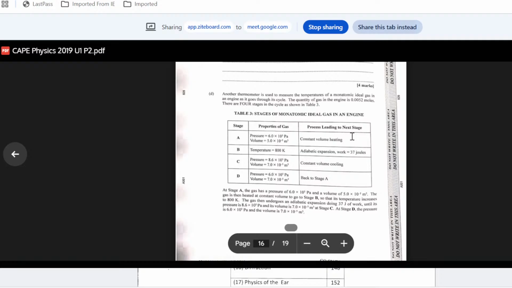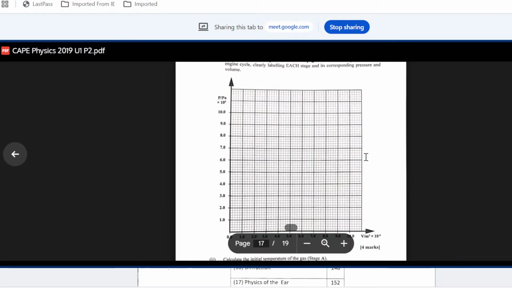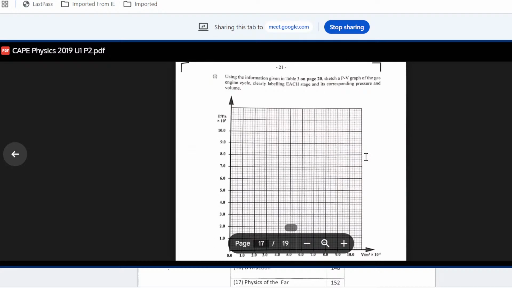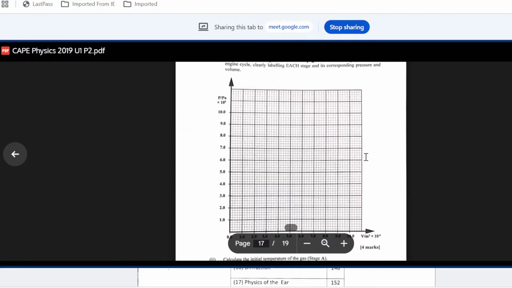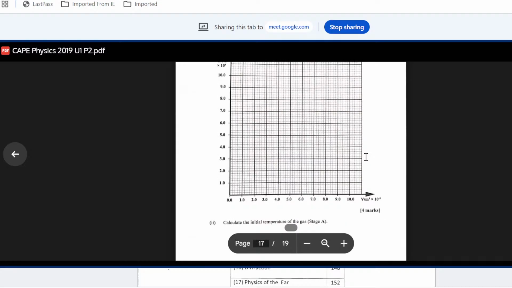Alright, so let's see what the actual question for this is. It's a sketch, because not all the values are filled in. So you can use the grid in the different stages, use a ruler. You'll end up with something looking like what I drew, for 4 marks.